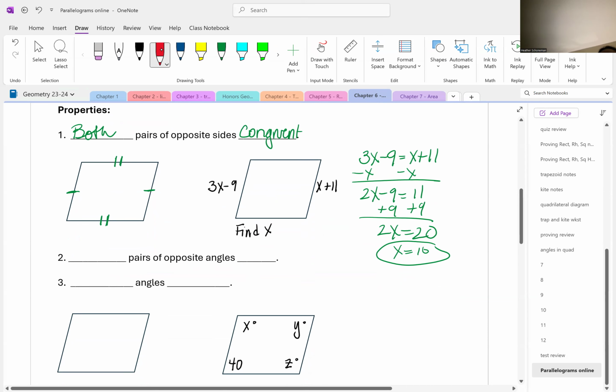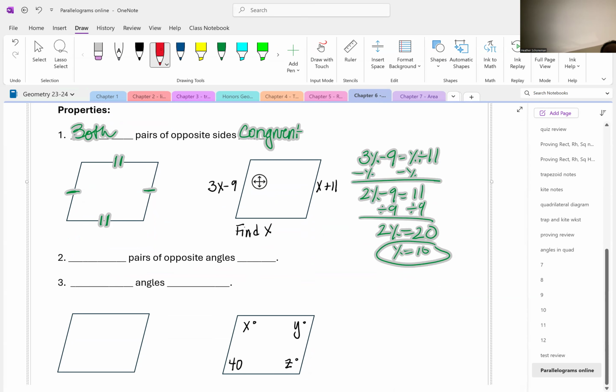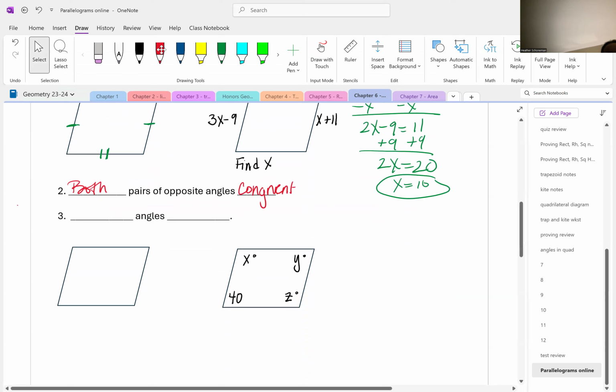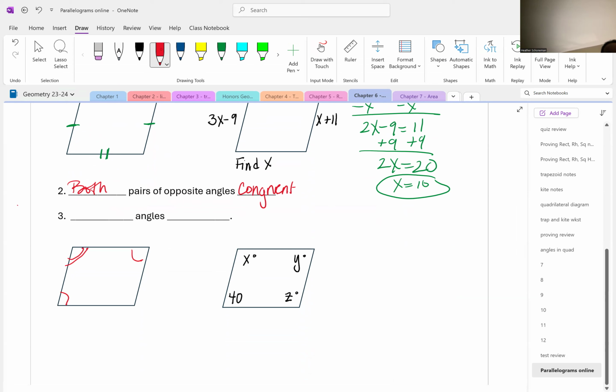These two I'm going to kind of put together. The second and third one. The second one is that both pairs of opposite angles are congruent. So if I were to mark that in the picture, the bottom left matches the top right. Remember, we put arc marks to mark things congruent. And the top left matches the bottom right.